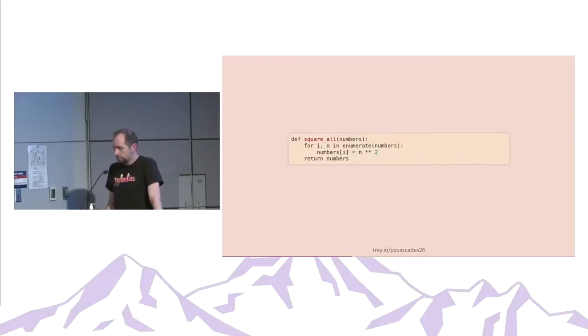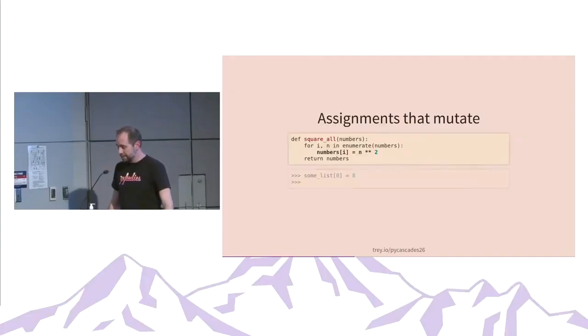But wait, this assignment statement mutates the list. So is it an assignment or a mutation? Well, it's both. Assigning to a list index mutates the list, just as assigning to an attribute on an object mutates the object that that attribute lives on.